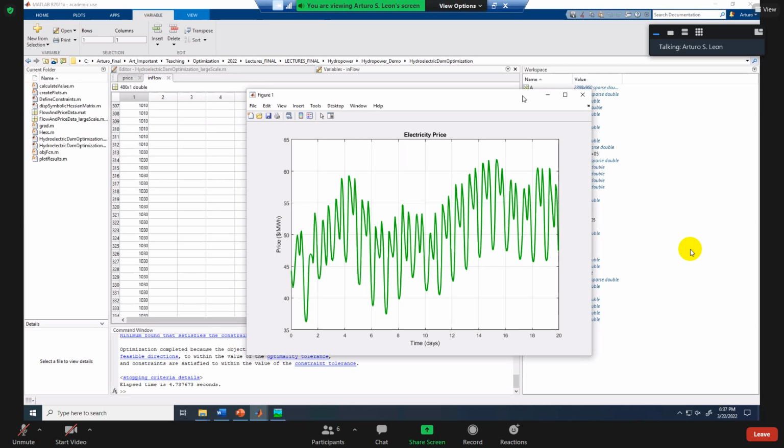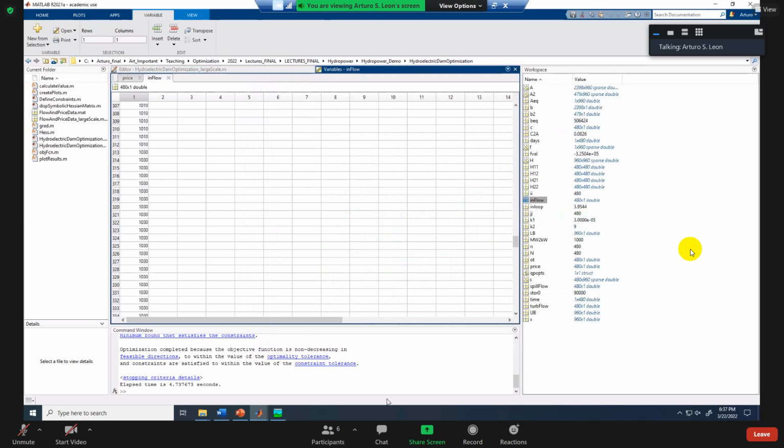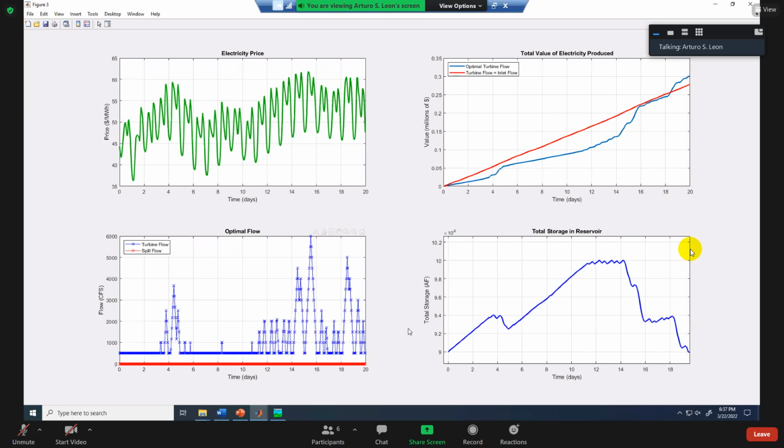hydropower operation. Okay, so this is the price we are assuming that we have, and we are also assuming that we have an inflow, and then, guys, with that, the optimal turbine flow is going to be this, right? For the 20 days, every hour. And also, it's telling me here the optimal spill flow is what? 0.